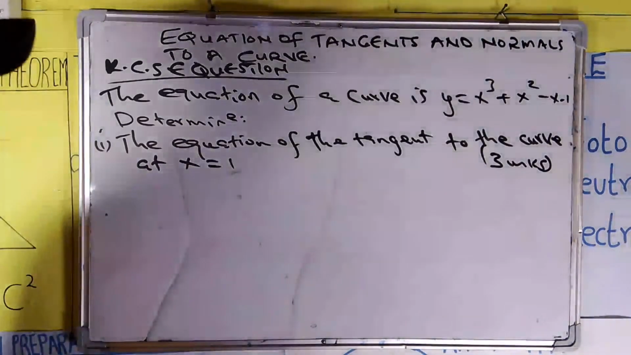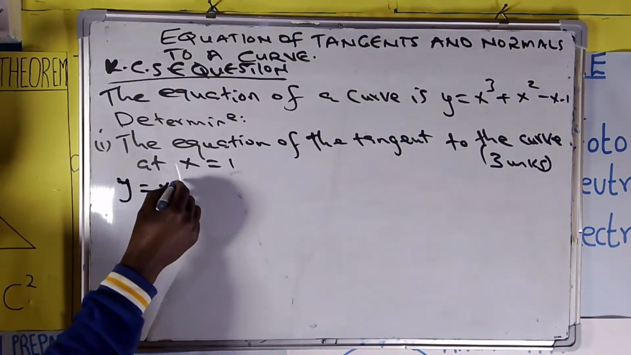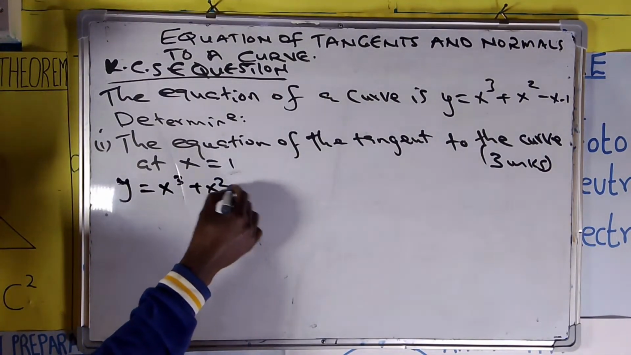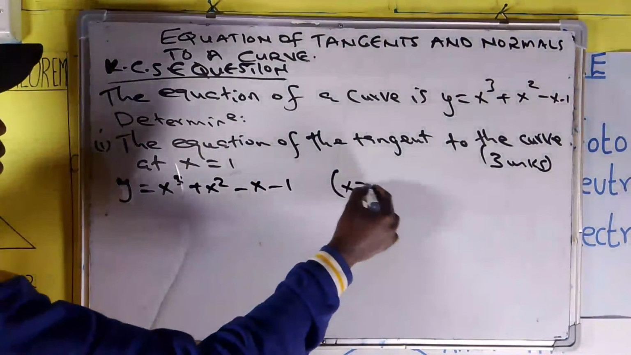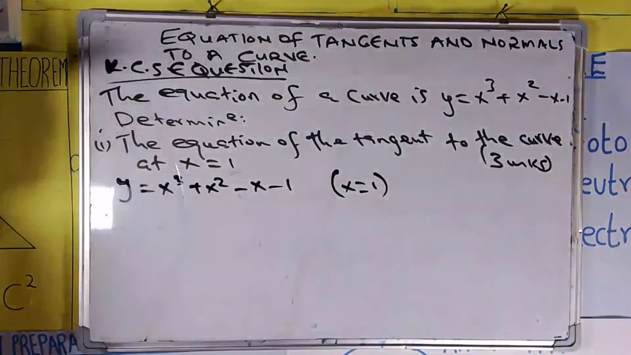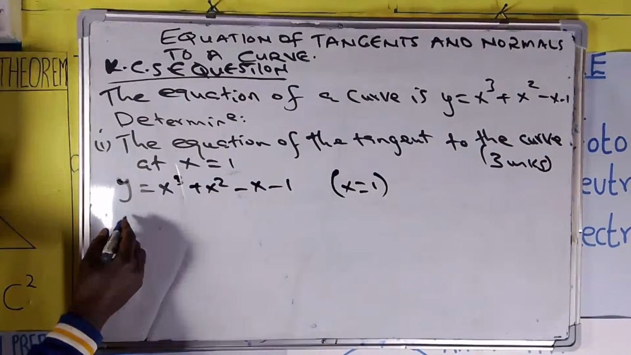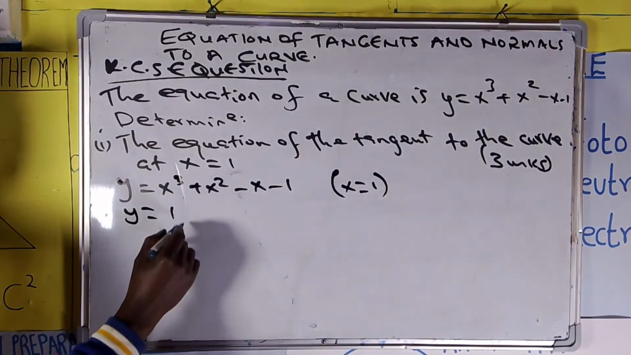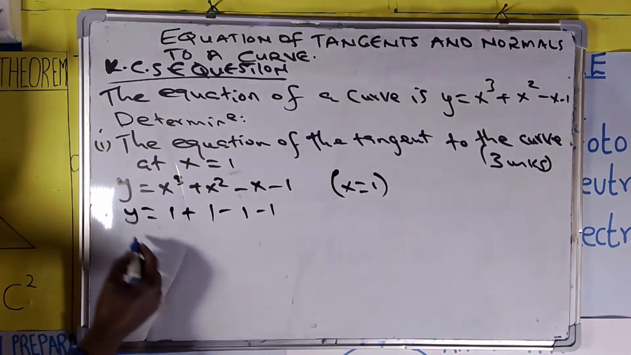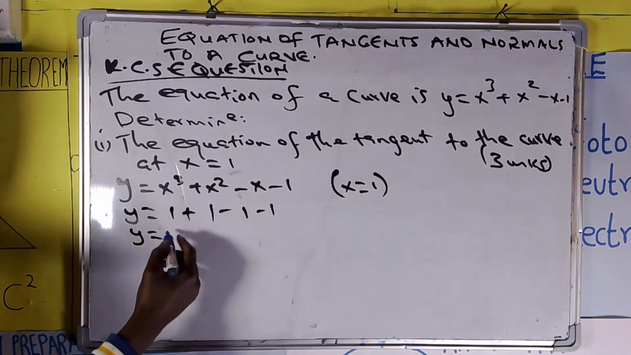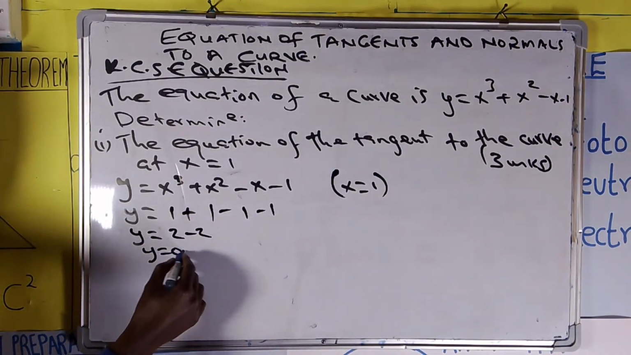So how do we go about this? The equation of the tangent. We said our function is y equals to x cubic plus x squared minus x minus 1. And once we get that, x is 1, our value of x. So we first find the value of y. So y will be equal to 1 cubic is 1 plus 1 squared is 1 minus 1 minus 1. And we will get 1 plus 1 is 2. Minus 1 is minus 2. So our y is equal to 0.